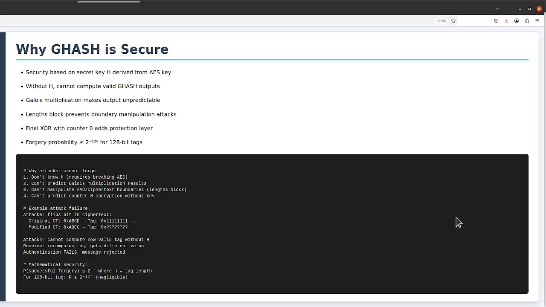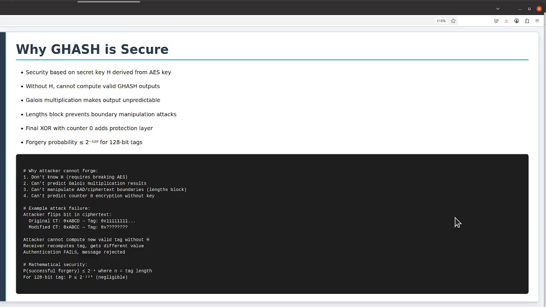Second, even if an attacker somehow learned H, the Galois field multiplication makes it extremely difficult to manipulate the authentication tag in useful ways. Suppose an attacker wants to flip bit 5 of the ciphertext. This changes the ciphertext block, which changes the GHASH computation. But how does it change the final tag? The relationship is complex because of the Galois multiplication and the XOR operations. The attacker would need to solve a system of equations in the Galois field, which is hard.